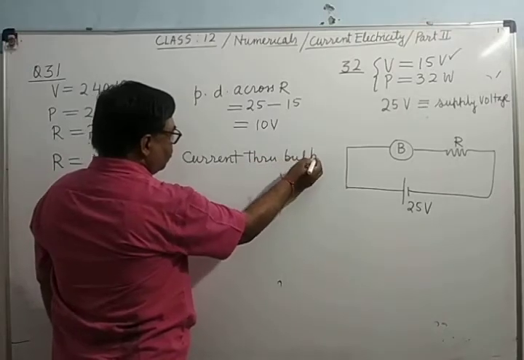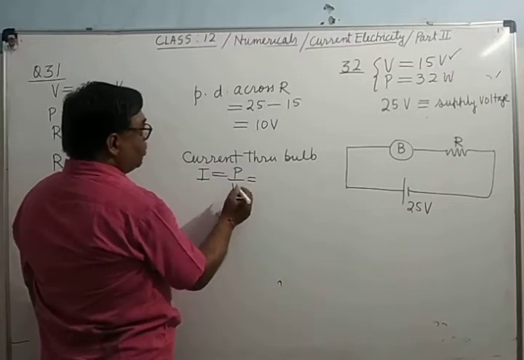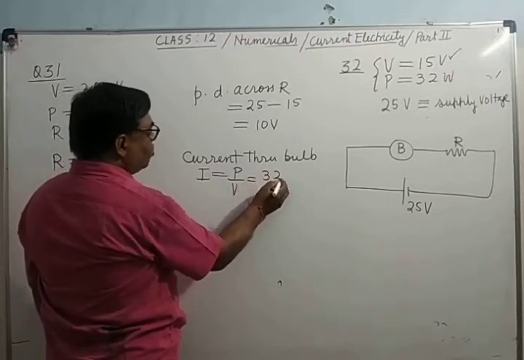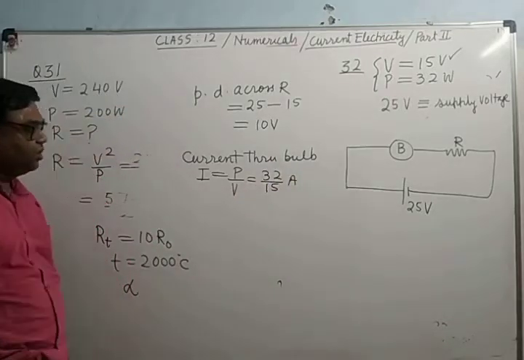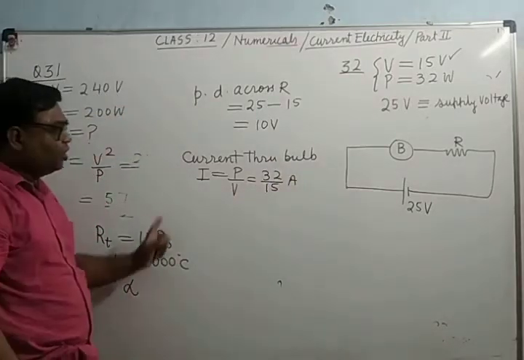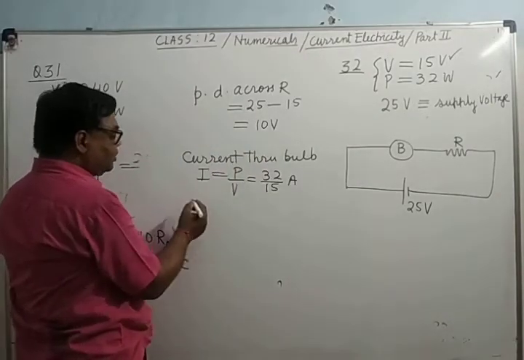What is the current through the bulb? So I equals P upon V. P is given, 32 upon 50 ampere. This I am not simplifying, that you will see afterwards. Now the same current will flow through R because both are connected in series.